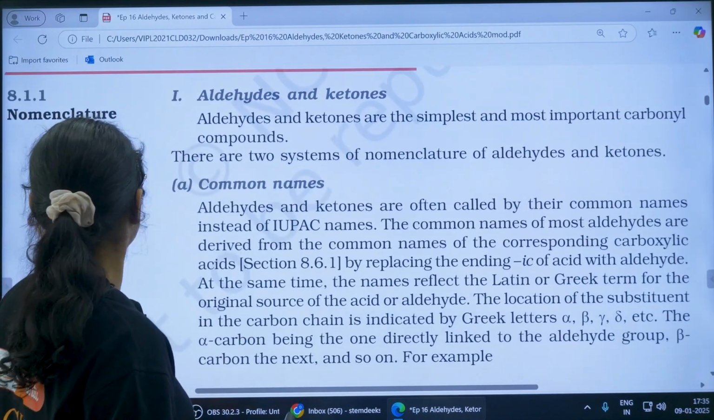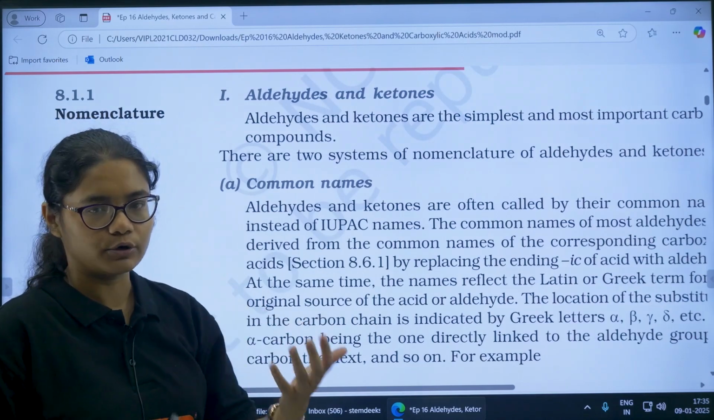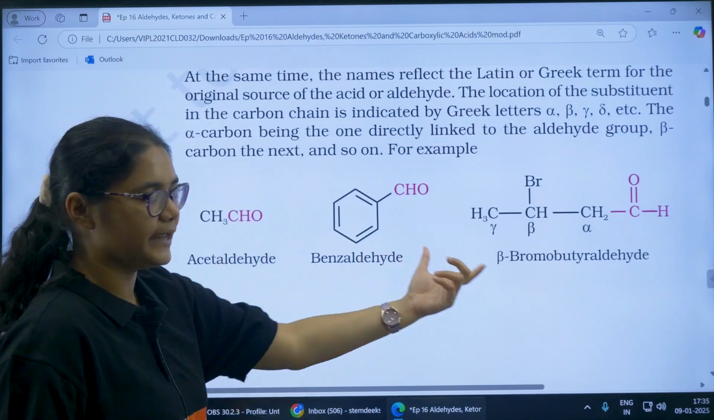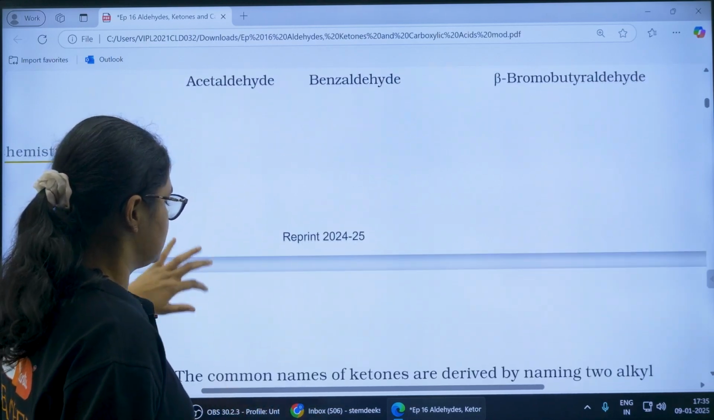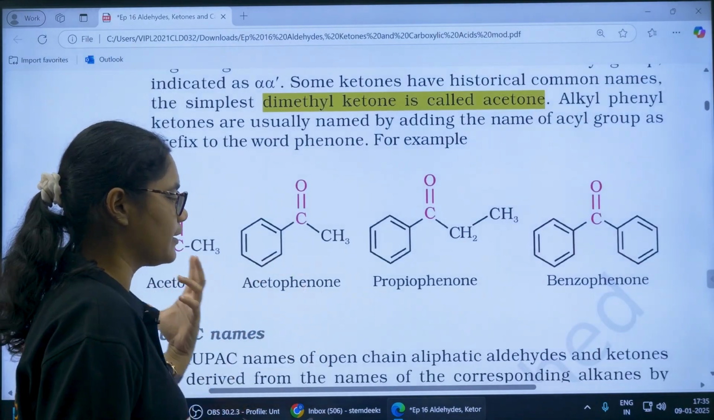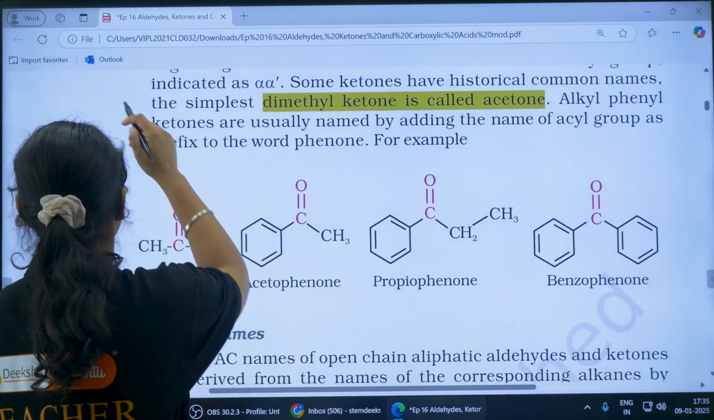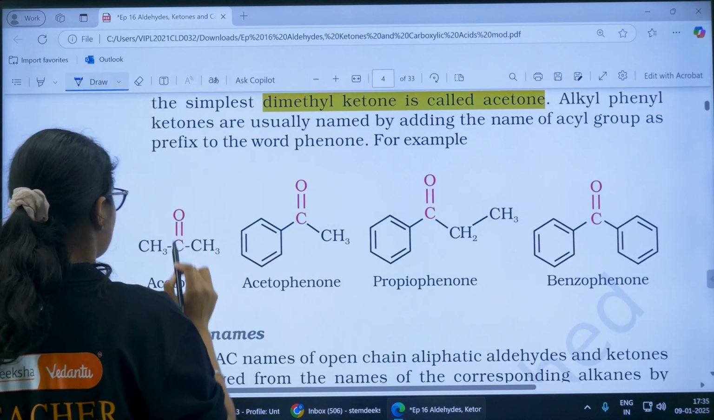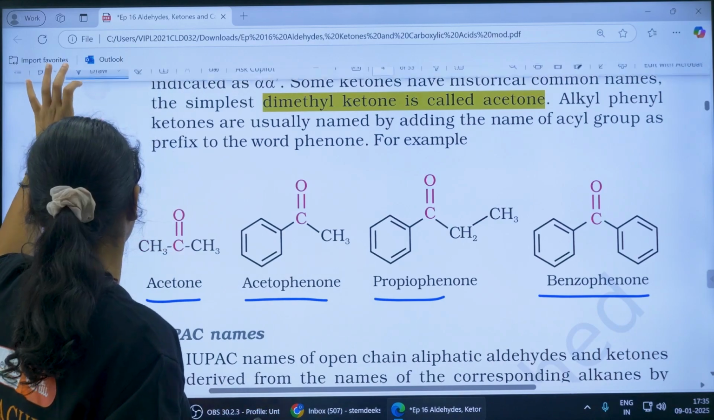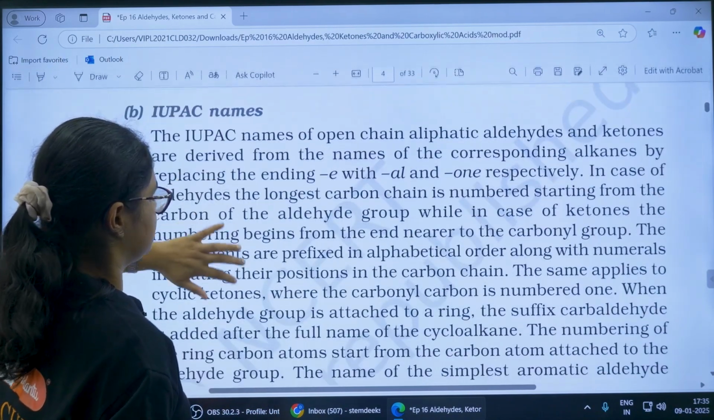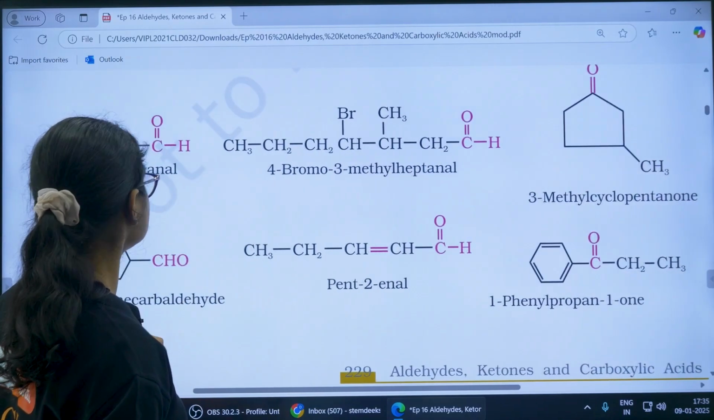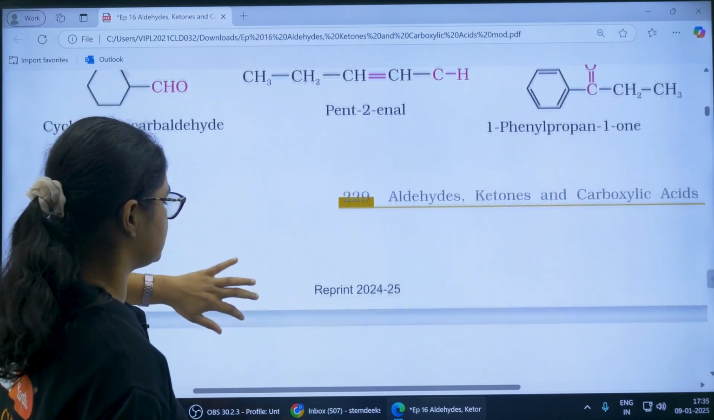Now we'll come to nomenclature. For nomenclature you have to follow the general rules, there is nothing extra, but the common names you have to prepare again. Similarly here we have common names of the ketone group, and how the common name should be done. Please prepare these common names, because common names are equally popular in aldehydes and ketones.